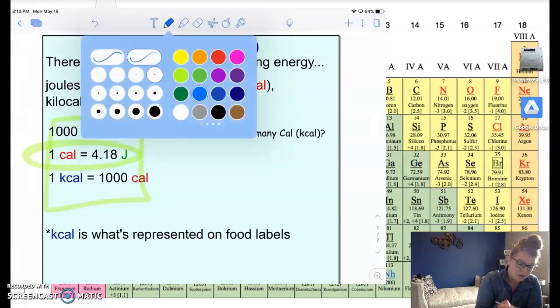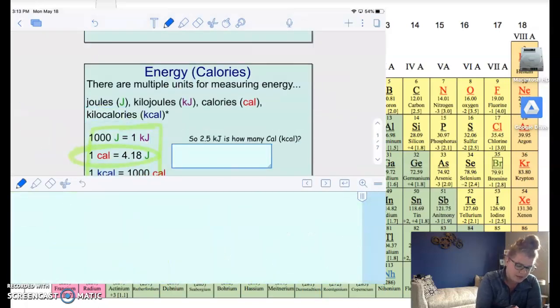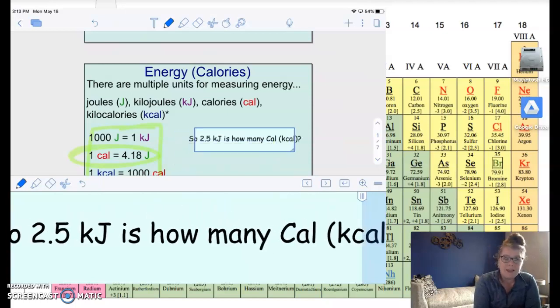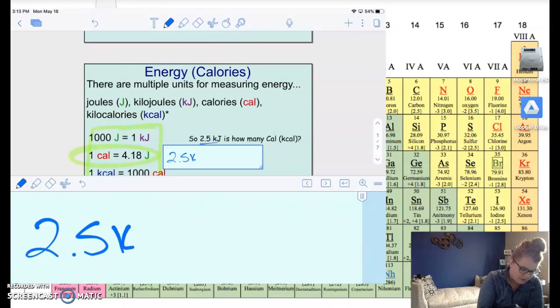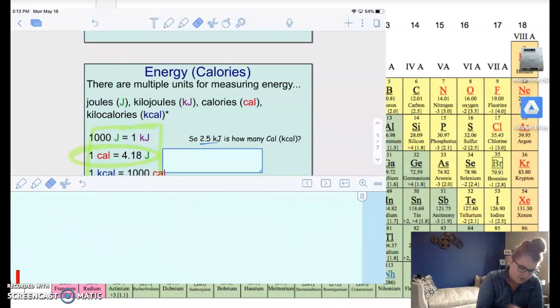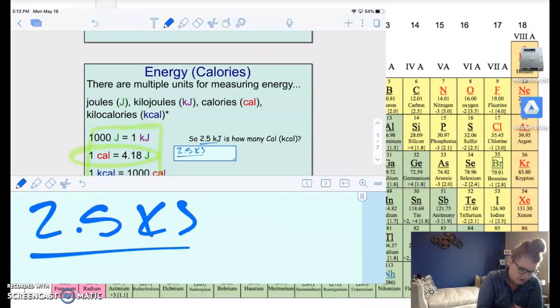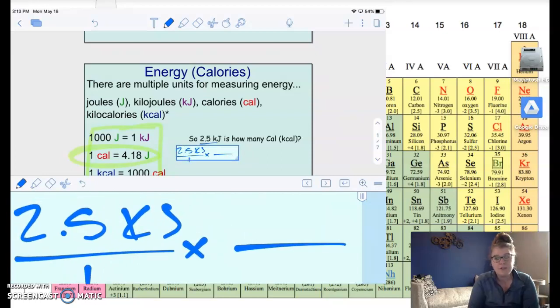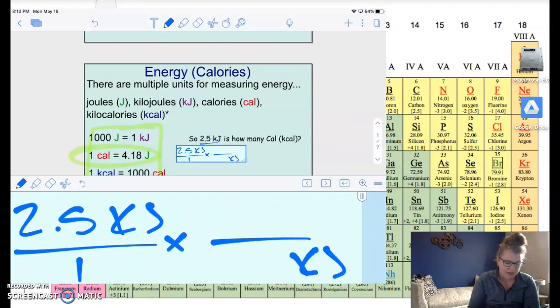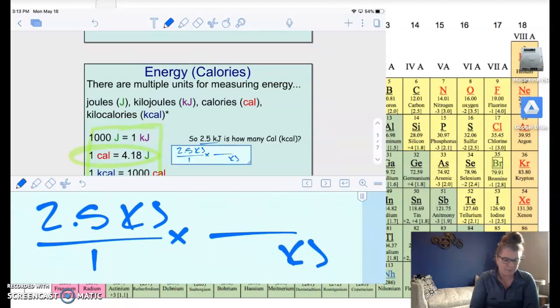So one thing you need to be comfortable doing, like I mentioned, is converting between these. So we'll go ahead and try a practice problem here. 2.5 kilojoules is how many kilocalories? Remember how we do this: you take whatever number I give you and put it over 1. So 2.5 kilojoules over 1. And then you're going to set up your next step. Take that unit, kilojoules, and put it on the bottom.